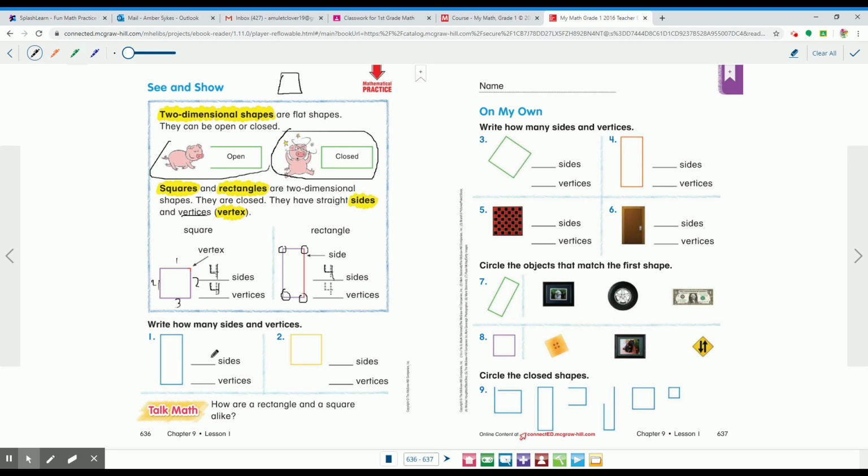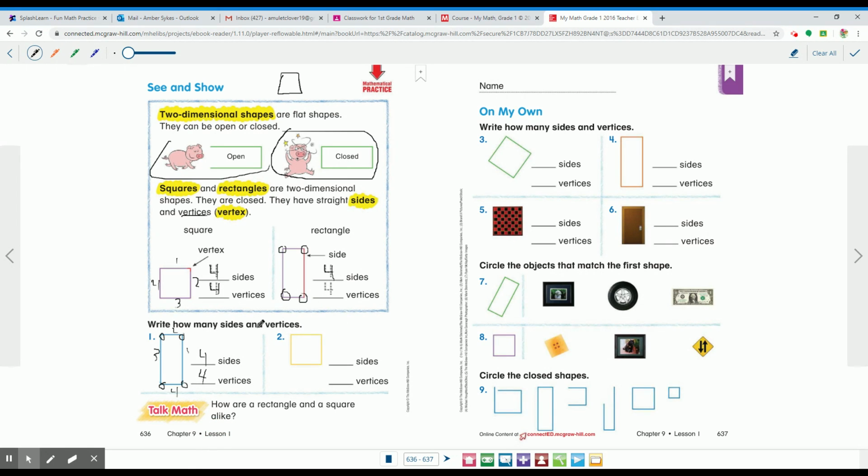So how many sides does it have? This is a what? Is this a square or a rectangle, guys? This is a rectangle. Let's count. 1, 2, 3, 4. 4 sides. How many vertices does it have? 1, 2, 3, 4. 4 sides, 4 vertices or corners.